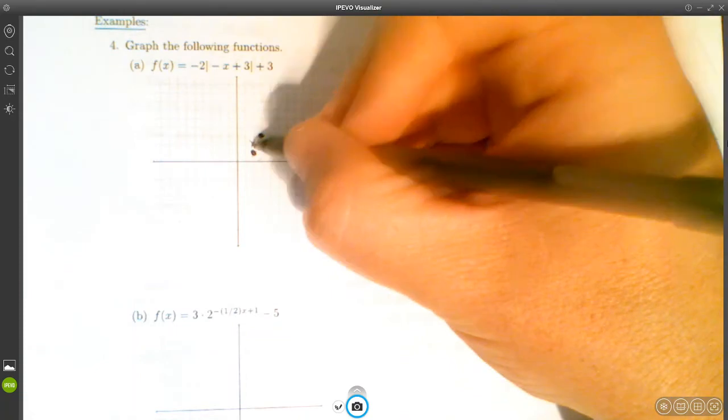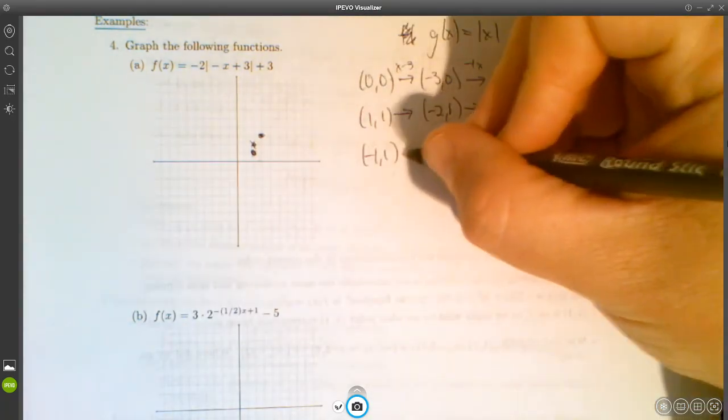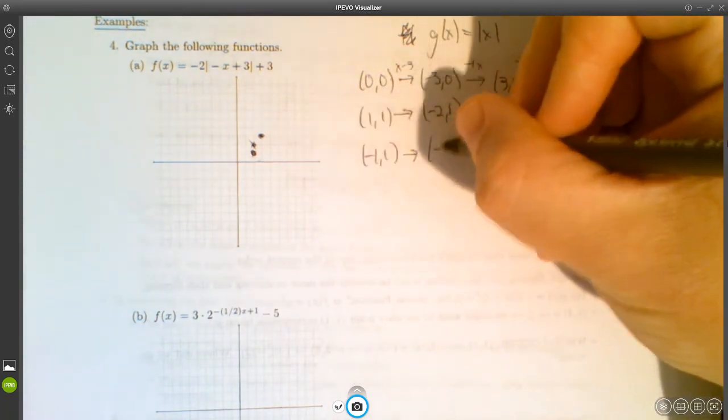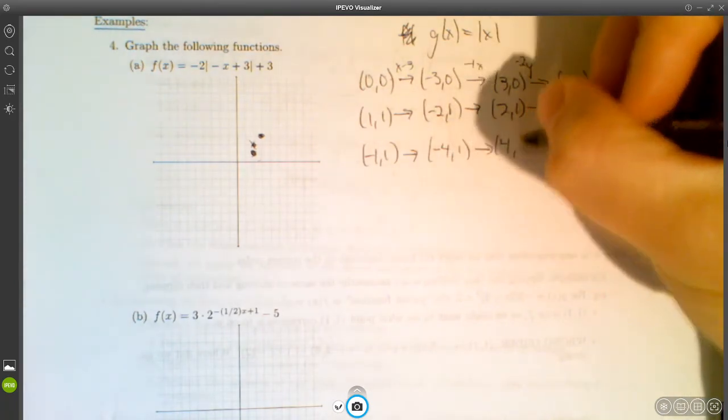Okay. I was going to say there needs to be a vertical stretch by a factor of 2. Well, there it is, right? I was just plotting the point wrong. Okay, and then -1, 1, you can imagine something similar happens. This is going to end up at -4, 1. Multiply by -1, you end up at 4, 1.